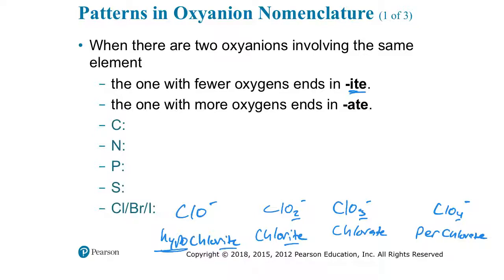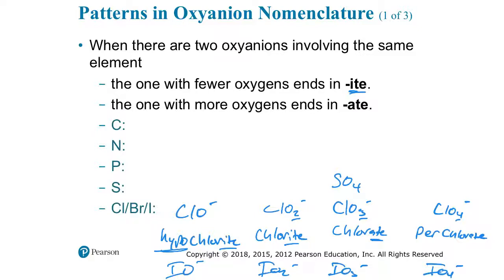Okay, now chlorine, bromine, iodine all do this exact same sort of trend. So like IO4- is periodate. IO3- is iodate. IO2- is iodite. And IO- is hypoiodite.